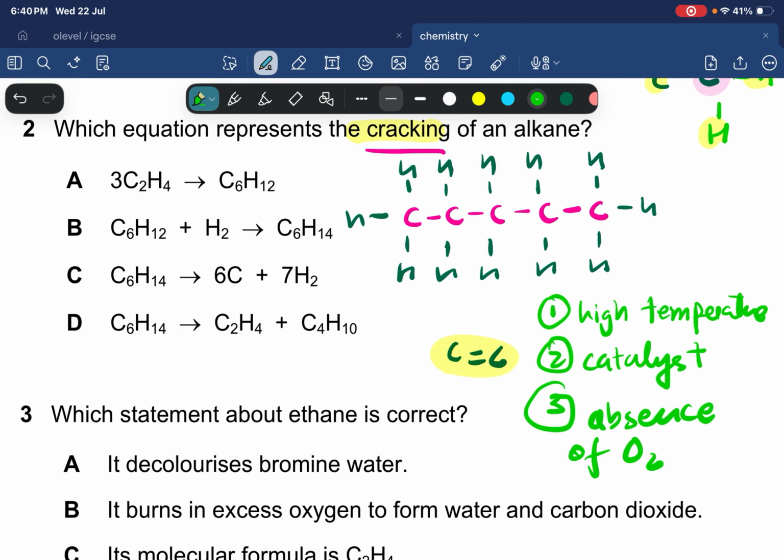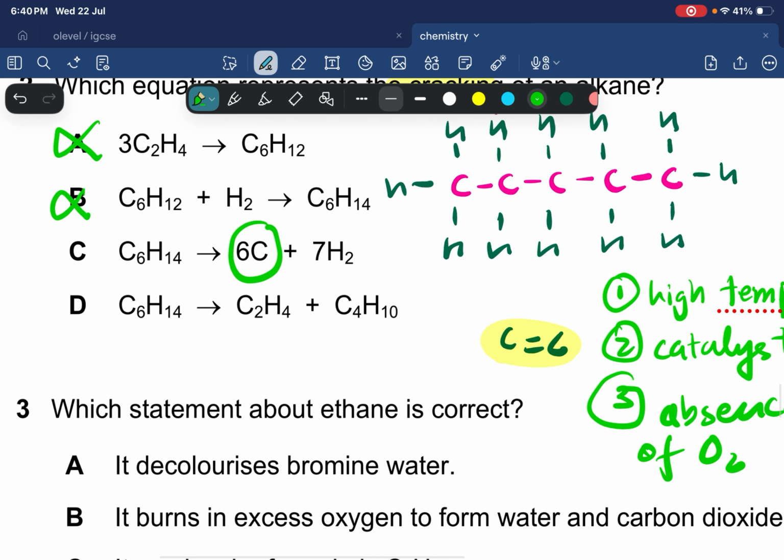That's a must. So this one's not going to work. This one's not going to work. We don't need hydrogen. Over here, we're producing carbon. Is cracking there to produce carbon? We don't need coal out of it, right? We don't need soot out of it. We don't need simple carbon, right? What do we need? We need smaller hydrocarbons.